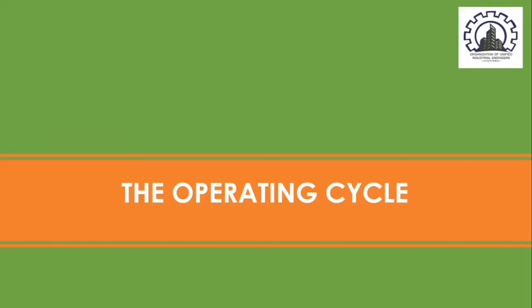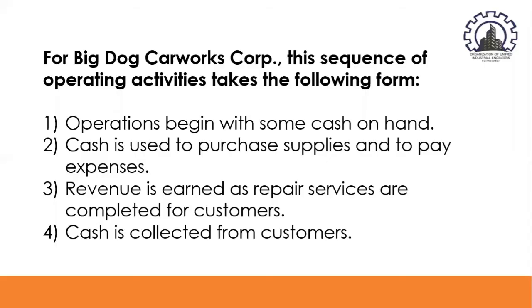Now, financial transactions occur continuously during an accounting period as part of a sequence of operating activities, right? For Big Dog Car Works Corporation, this sequence of operating activities takes the following form. First, the operations begin with some cash on hand. Second, cash is used to purchase supplies and to pay expenses. Third, revenue is earned as repair services are completed for customers. And finally, cash is collected from customers.